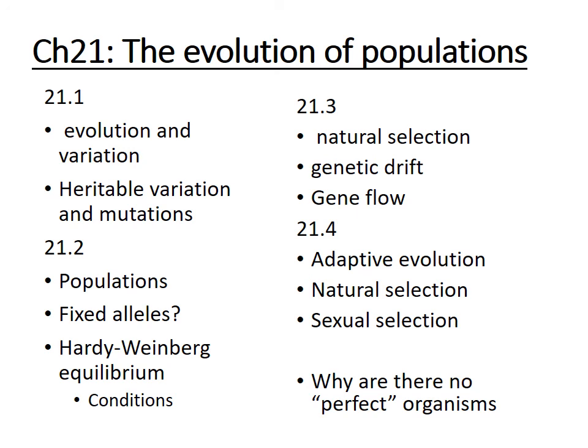Also, there are no perfect organisms because we can only work with what we already have. Evolution only works on existing variation. It does not create new variations. So that's it for 21.